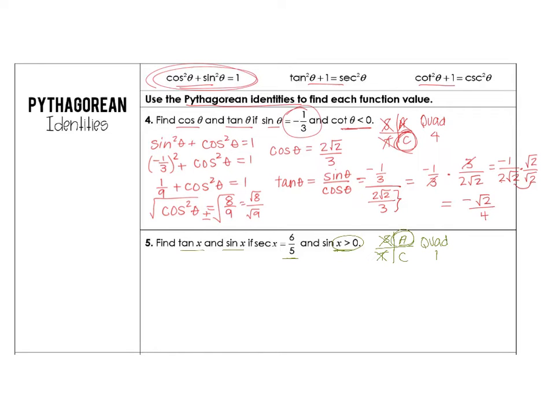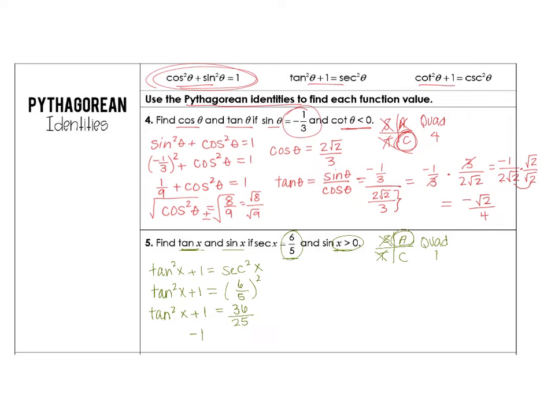Okay, so talking about our identities here, with tangent, I know that tangent squared x plus 1 is secant squared x. And so I'm looking for tangent x. I know secant x, so let's go ahead and substitute that in. I have tangent squared x plus 1 equals 6 over 5 all squared. So I have tangent squared x plus 1 equals, and if we square 6, we get 36. We square 5, we get 25.